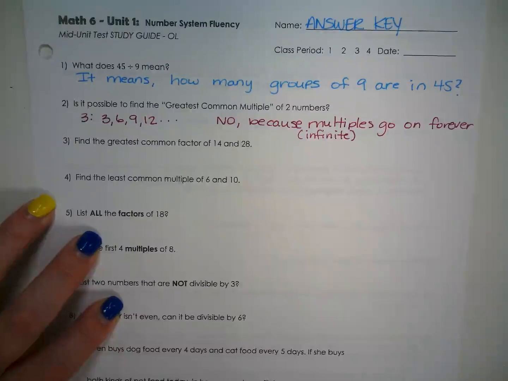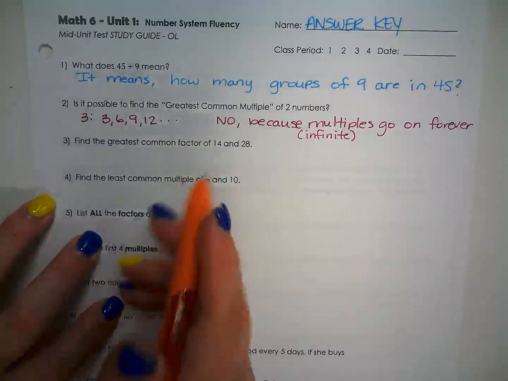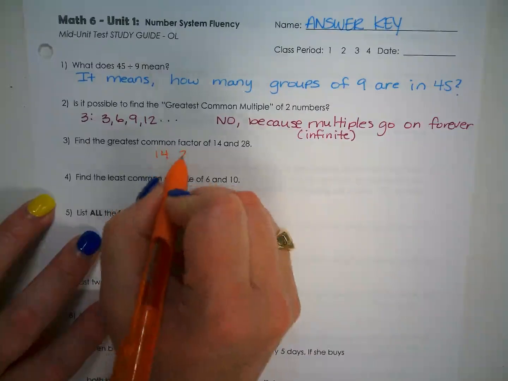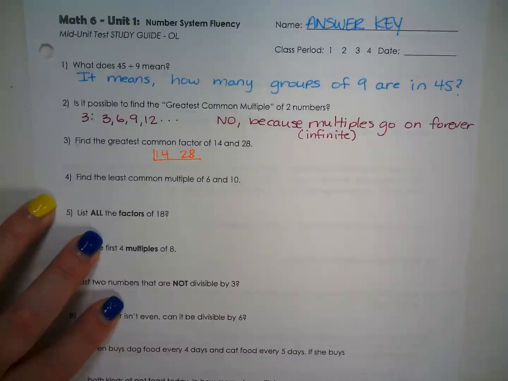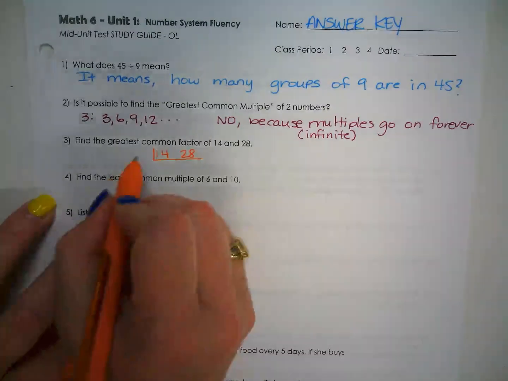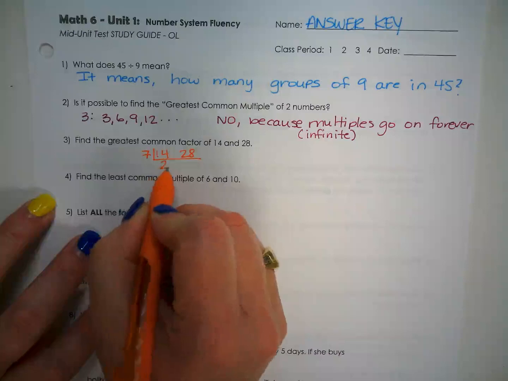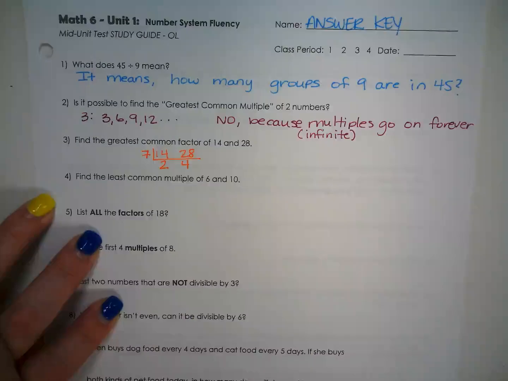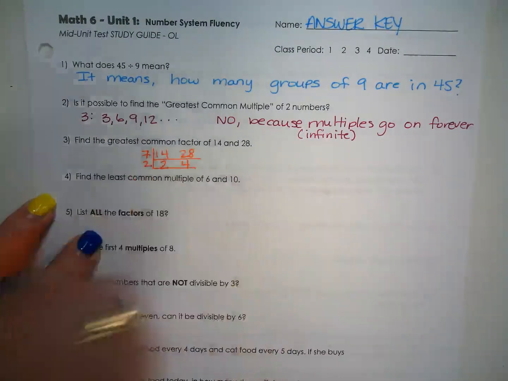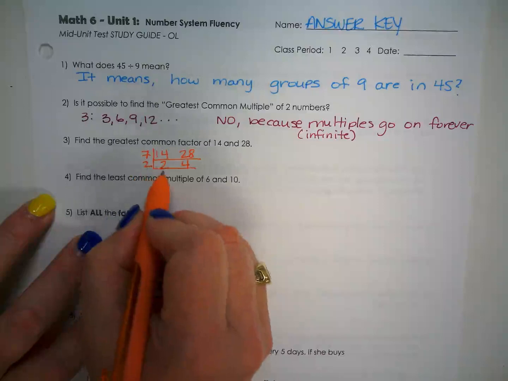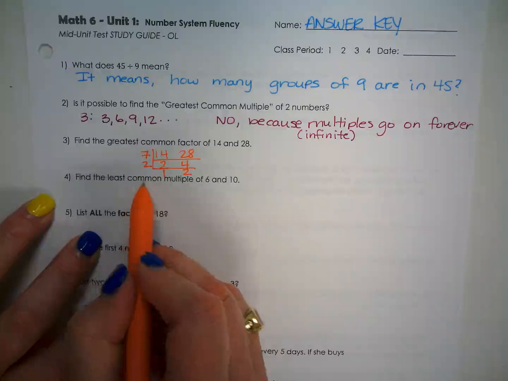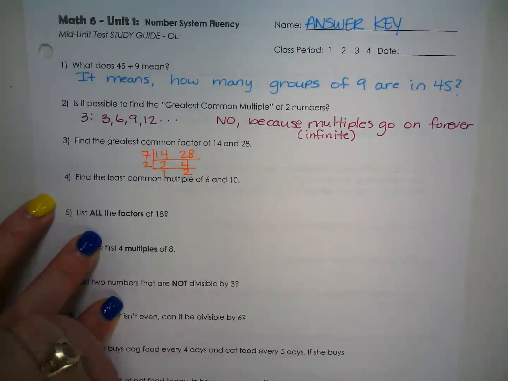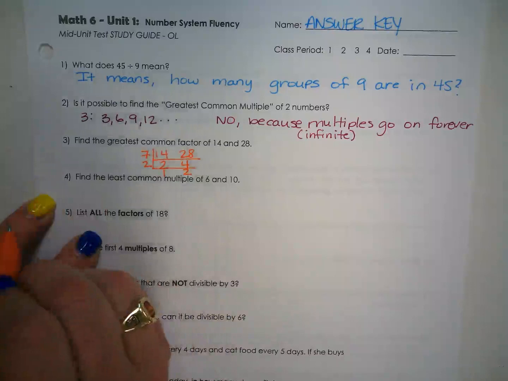Okay, number 3 asks us to find the greatest common factor between 14 and 28. The method that we used the most often in class was the sled method. I'm going to look at 14 and 28 and determine if there's a common factor that they share, and there is. 7 goes into 14 2 times, and it goes into 28 4 times. But I'm not done there because 2 and 4 still share a common factor. So I'm going to divide by that common factor of 2. 2 goes into 2 once, and 2 goes into 4 twice. Since the two numbers I'm left with do not share any common factor other than 1, I know that I'm done with the division portion.